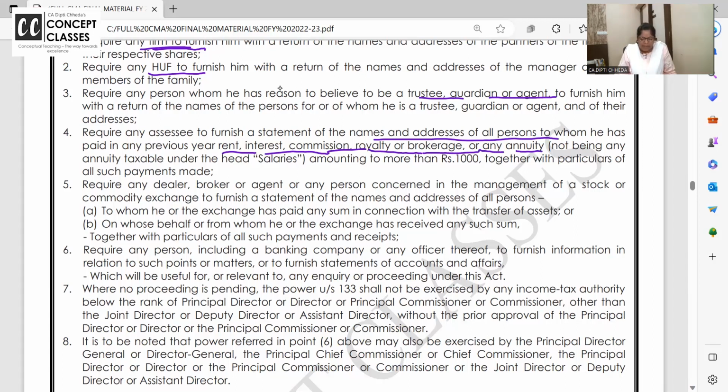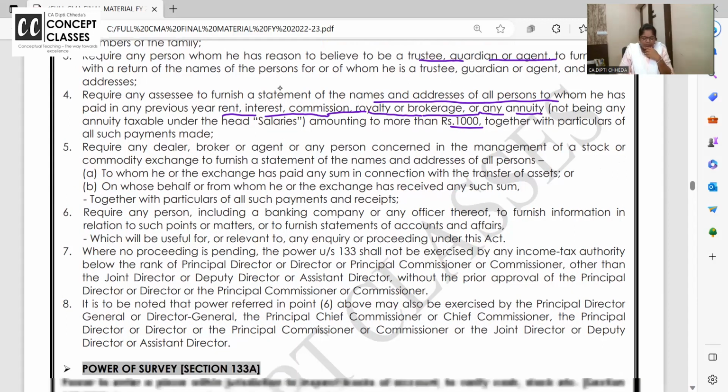तो आपने रेंट पे किया, इंटरेस्ट पे किया, कमीशन, रॉयल्टी, ब्रोकरेज, एन्युटी, 1000 रुपए से ज्यादा, उन सब की लिस्ट वे can collect. Require the SSC only to furnish. ये तो एसएससी से ही ले लेंगे कि during the year किसको रेंट दिया, किसको इंटरेस्ट दिया, किसको कमीशन दिया, रॉयल्टी, ब्रोकरेज, give us the details.